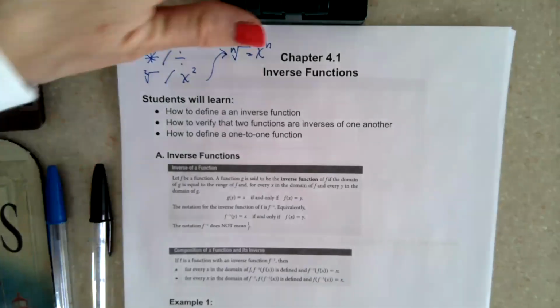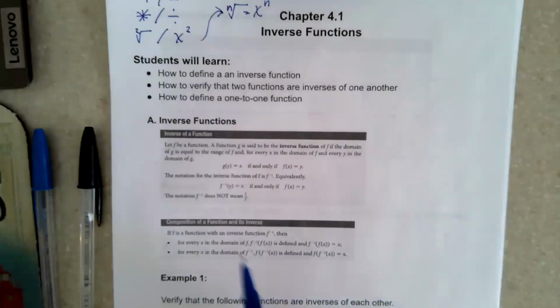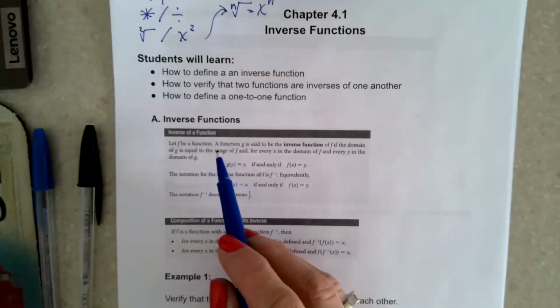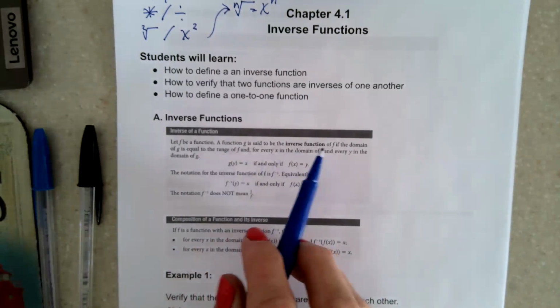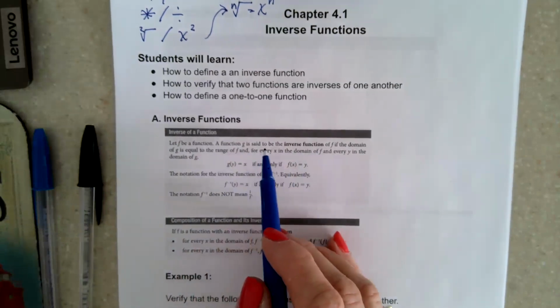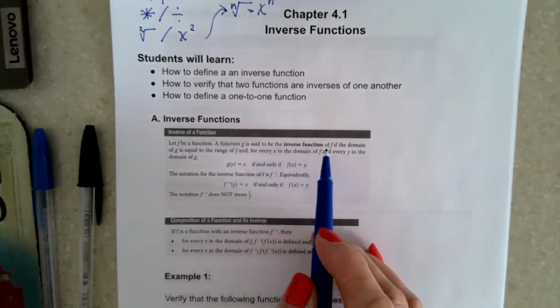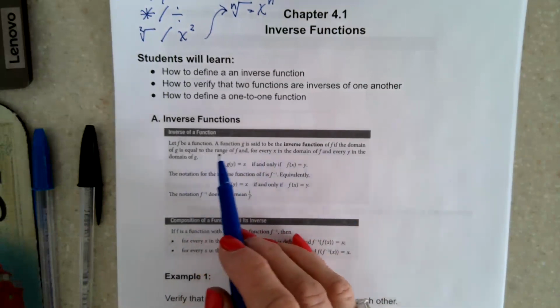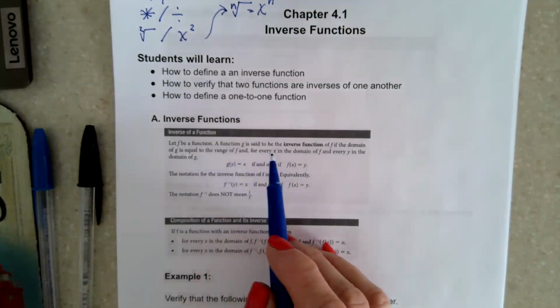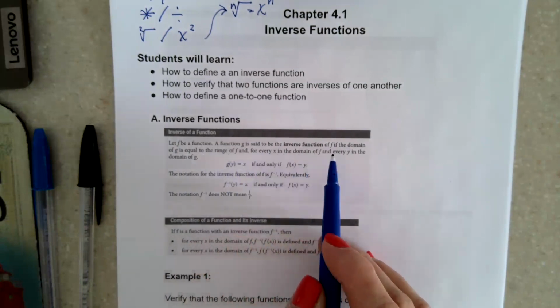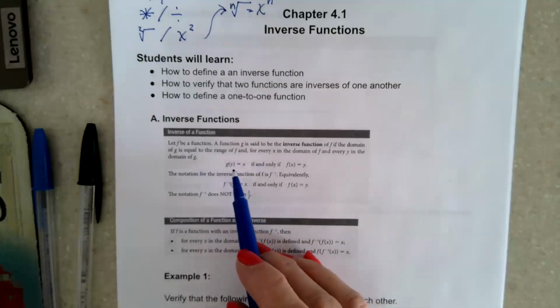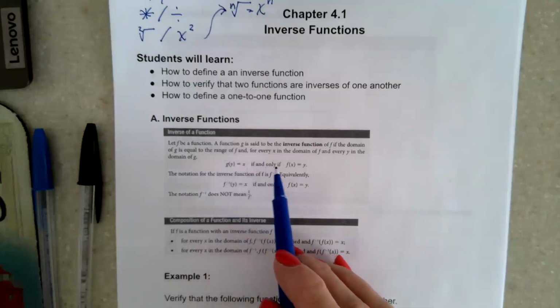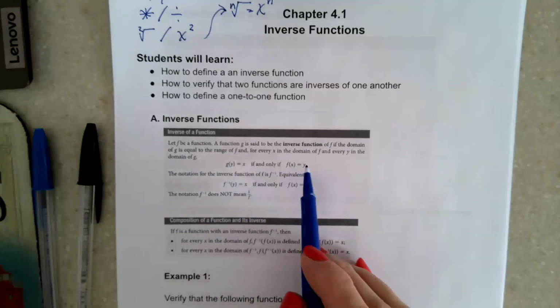Okay, so let's define inverse functions. It says let f be a function. Remember, a function is when every x only goes to one y. A function g is said to be the inverse function of f if the domain of g is equal to the range of f, and for every x in the domain of f and every y in the domain of g, g of y equals x if and only if f of x equals y.